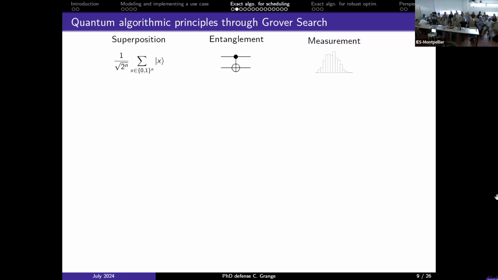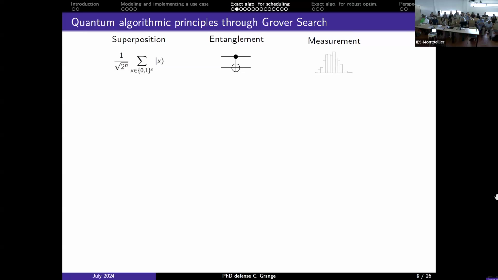Superposition means that a quantum state is a superposition of initial or basis states. And the power of it is that with one operation, one quantum operator, you can manipulate an exponential number of states. So this is a powerful property of quantum algorithms, or at least of quantum mechanics, that we use for quantum algorithms.